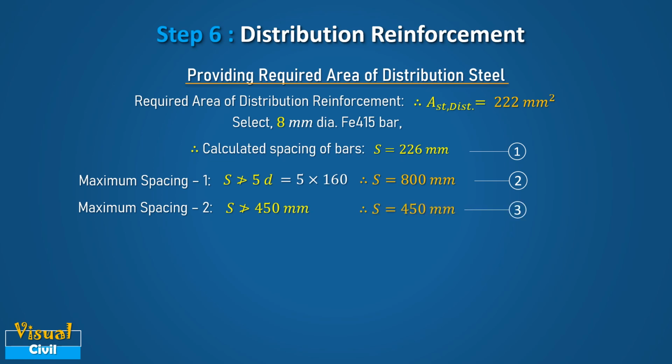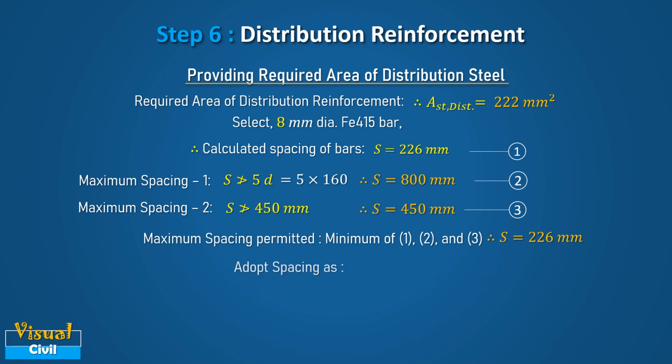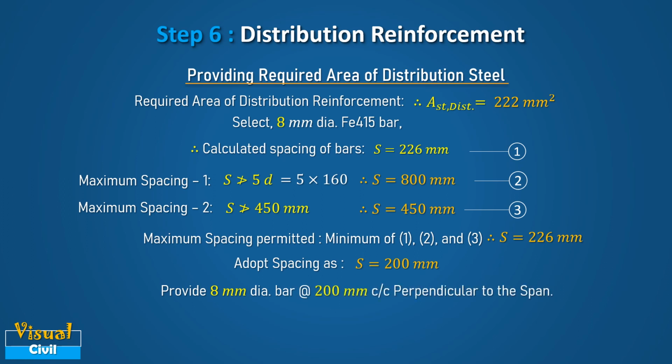Now maximum spacing is equal to the minimum value of the first, second and third value of the spacing. Adopt the spacing of the bar as 200 mm. Provide 8 mm dia bar at 200 mm center to center perpendicular to the span. Thus, the total area of the distribution steel provided is equal to 251 mm square.